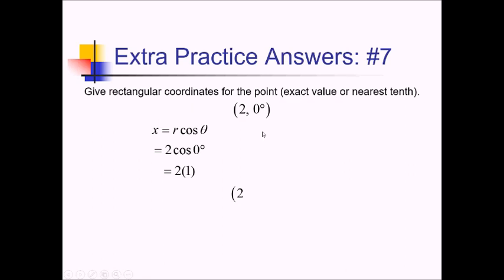Next, to get the y value, that's going to be r times the sine of theta. So that's going to be 2 sine of 0. Sine of 0 degrees is 0, so that zeroes everything out here. So then we end up with a y value of 0. So then 2 comma 0 is our rectangular point.